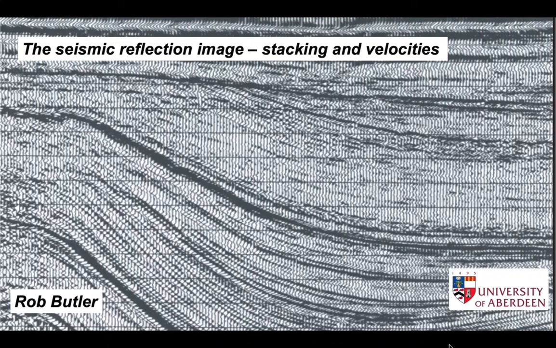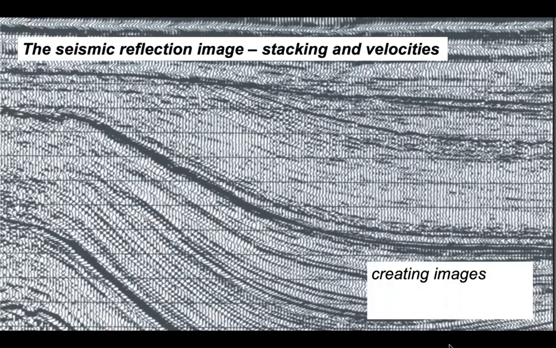The seismic reflection method is the principal way in which we image the outer part of the Earth, and it can reveal surprisingly detailed structure. So how are these images created? Well, that's something we're going to look at together over the next few minutes.